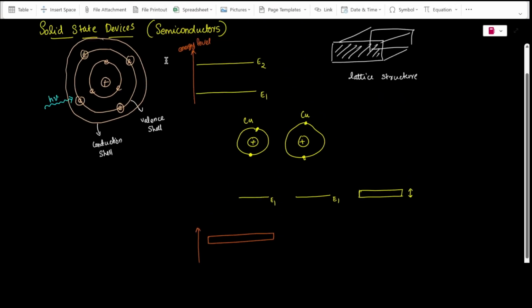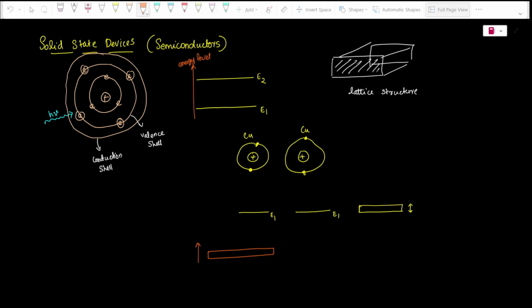So as you can see, I had drawn three levels, right? Let me draw one more. Let's say this is E3 and this is E2. So we can say that this is, in this case, the valence energy level, and this is my conduction energy level. Correct. So this level has a lot of electrons, the valence electrons, but this is empty.